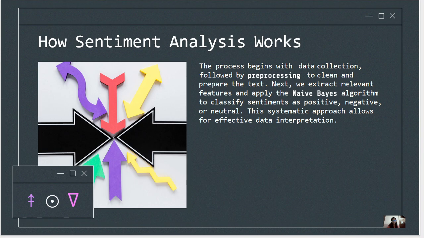So as I said, the process begins with data collection, followed by pre-processing to clean and prepare the text. Next, we'll extract the related features and apply the Naive Bayes algorithm to classify the sentiment as positive, negative or neutral. If it is positive, then we assign the value 1. If it is negative, 0. So this systematic approach allows for effective data interpretation.